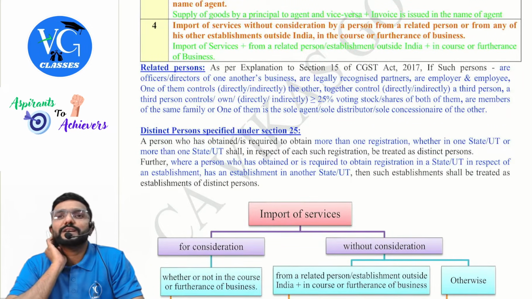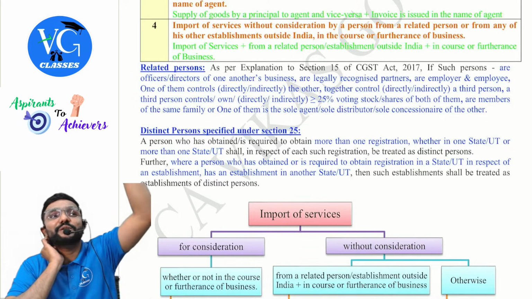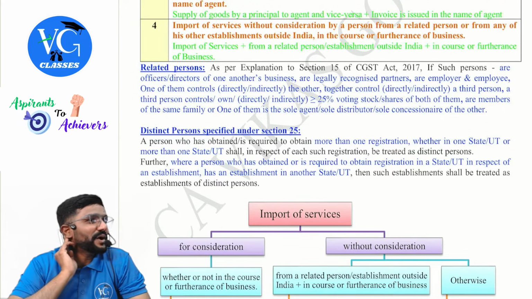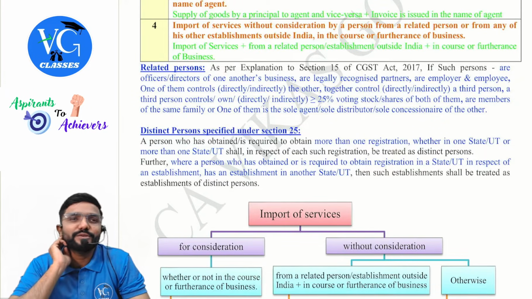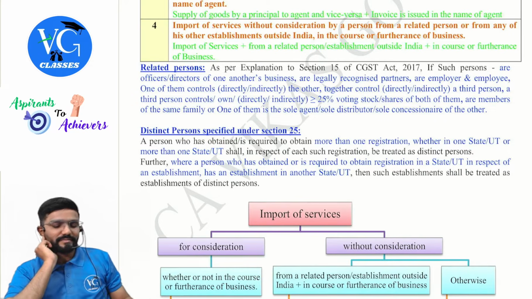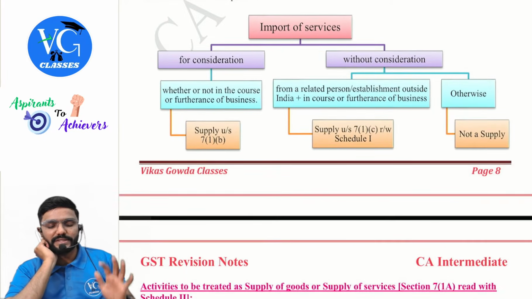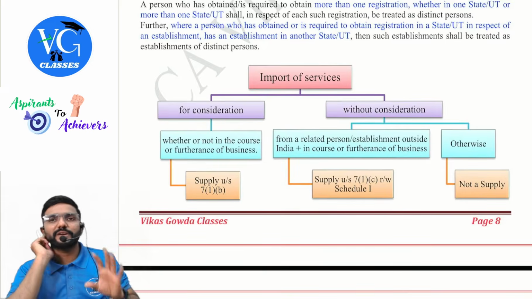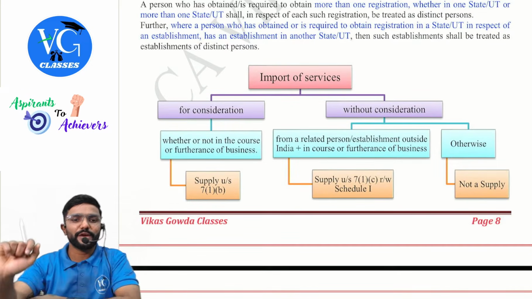Now, I imported services from my brother for my personal purpose by paying $1,000. Is it a supply? Yes, as per 7(1)(b). And for 7(1)(b), relationship doesn't matter. The only thing that matters is consideration. For import, because it is covered in two different places, guys, I have made one chart you can see here.